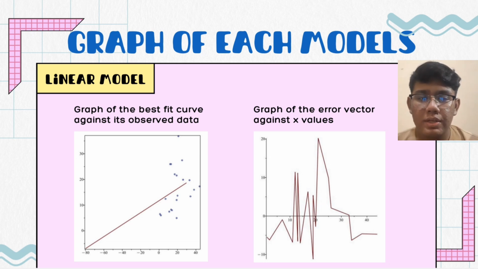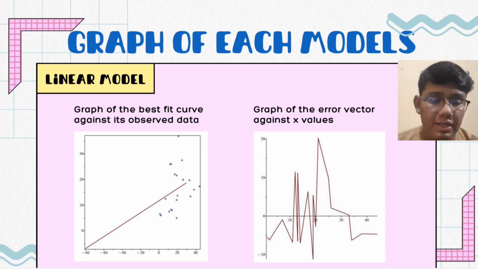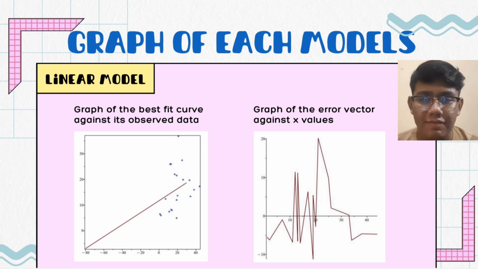Alright, now we are going to see the graph for each model. We start with the linear model first. As you can see on the screen, this is the graph of the best curve against its observed data. We can see that the graph is a straight line, which means it is linear. And then we are going to see the graph of the error vector against x values.